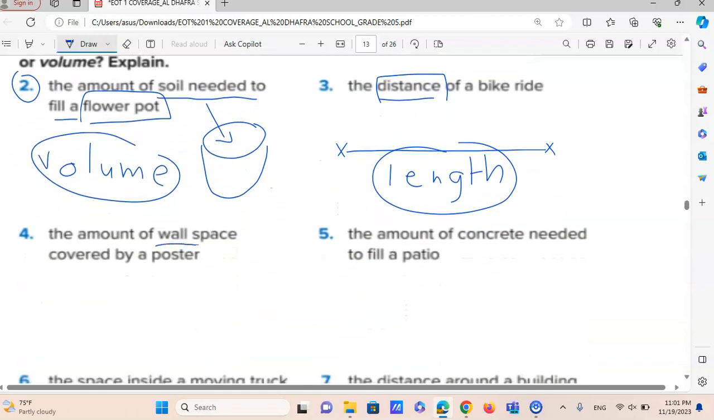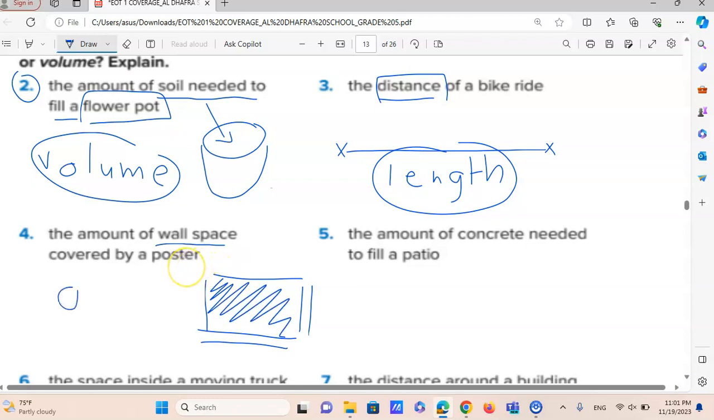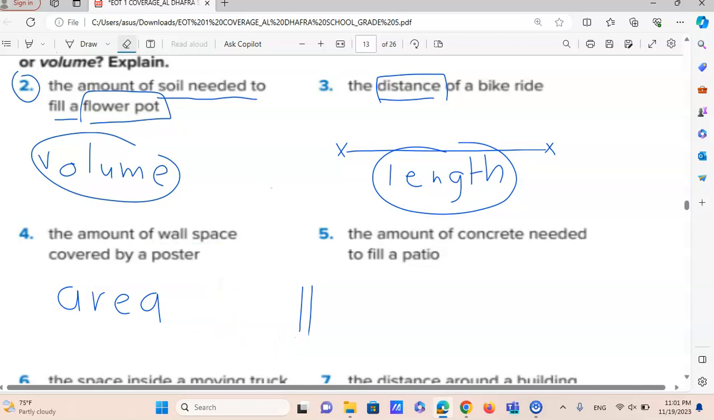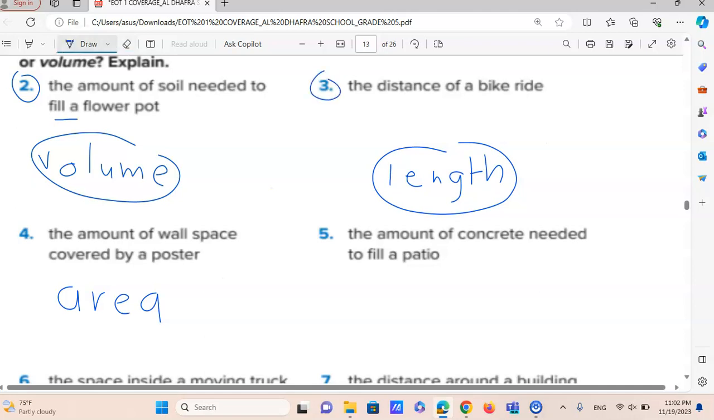Amount of wall space. You have a wall. The wall has only length and width, two dimensions. So we measure the surface. It means area. We measure the area. So these are the answers of these questions. The number 2 is volume. The answer of number 3 is length. And the fourth question is area.